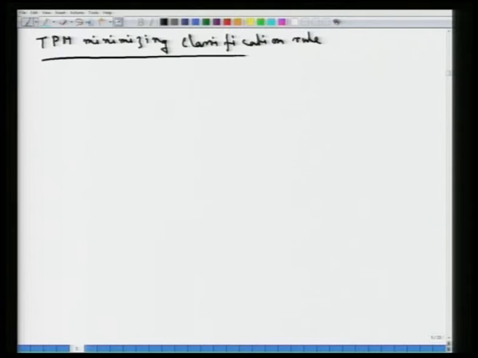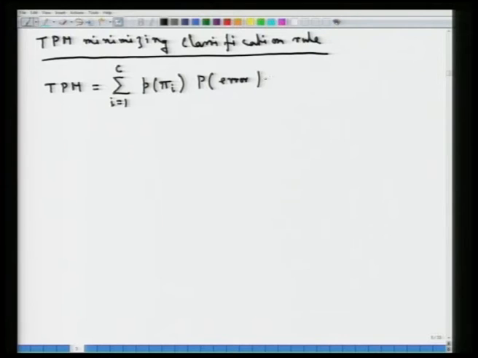Now, how is that going to look in this multi-class problem? The total probability of misclassification, the concept that we introduced for the multi-class problem, will take the following form: summation i equal to 1 up to c, the a priori probability of the pi i population, into the probability of committing an error given an observation is coming from pi i. Let us see what the terms here are, looking at it term by term.